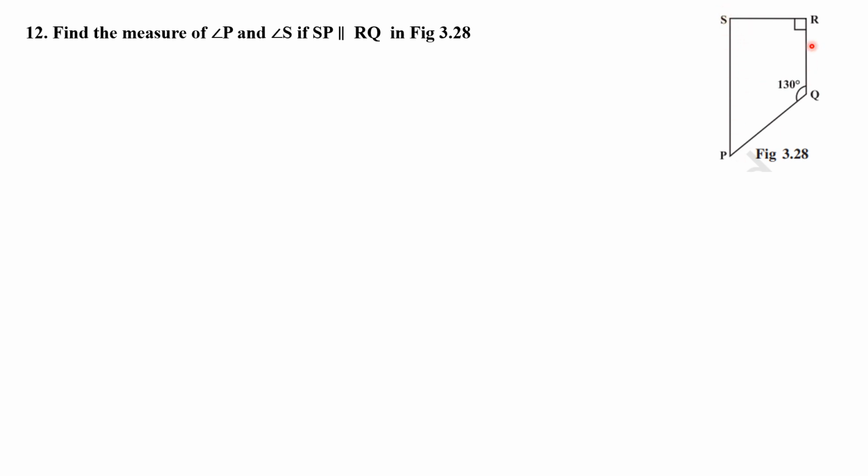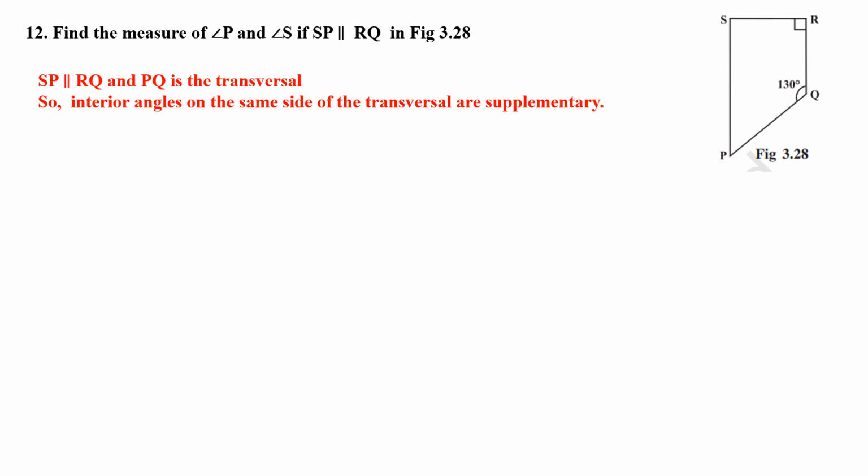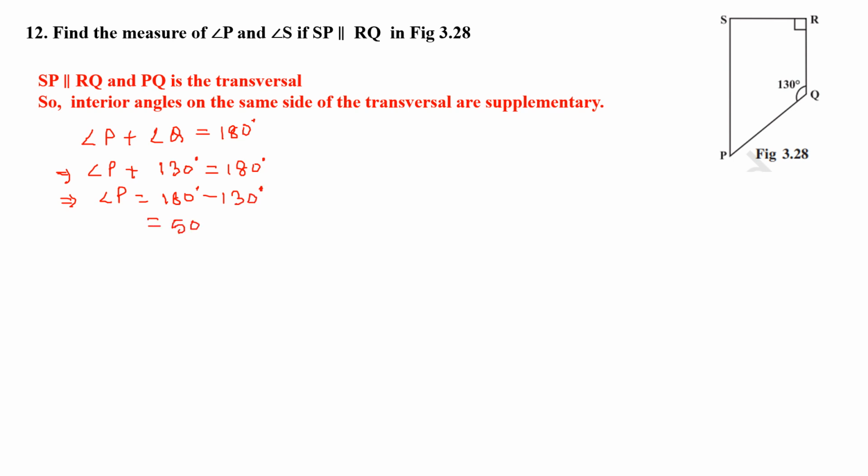So if I take SP parallel to RQ and PQ as my transversal, then what will happen? The interior angles on the same side of the transversal will be supplementary, right? So from here I can write angle P plus angle Q is equal to 180 degrees. You have to find the measure of angle P, and angle Q is already given as 130 degrees. So angle P will be equal to 180 degrees minus 130 degrees, which gives me 50 degrees. Clear? So the angle P value I have got.